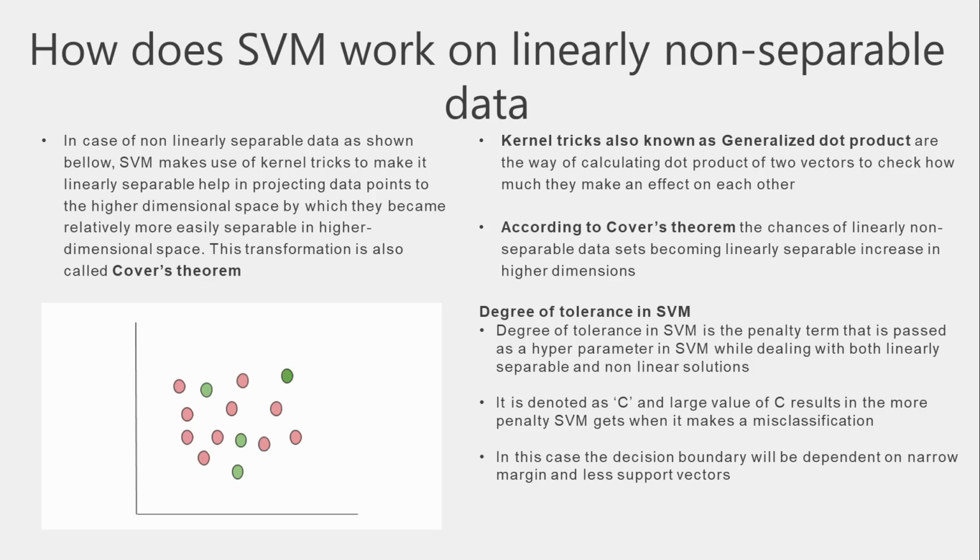There is also a term called degree of tolerance, which is the penalty term that is passed as a hyperparameter in the model while dealing with both linearly separable and non-linearly separable solutions. This term is denoted as C, and large values of C result in more penalty for the model when it makes a misclassification. And in this case, the decision boundary will depend on a narrow margin and fewer support vectors, meaning that the hyperplane will be very close to the data points.